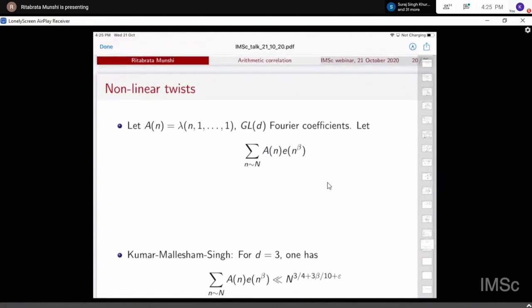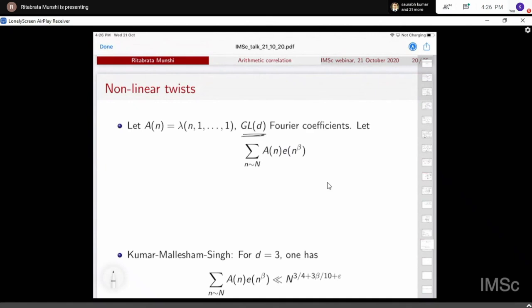Okay. So the last thing I want to mention is this thing about nonlinear twist. I really don't have much time. So this is the problem. It's quite interesting. So you have a Fourier coefficient. So you have a GLD form. If you don't like GLD, you can take D to be 2, so it will be a modular form. Then you can ignore these ones over here. So that is lambda n, the normalized Fourier coefficient of the modular form.